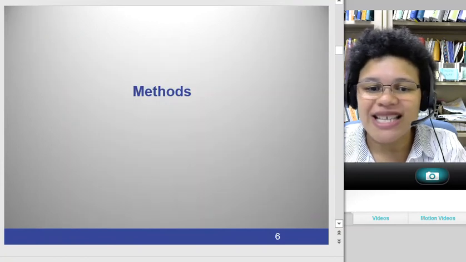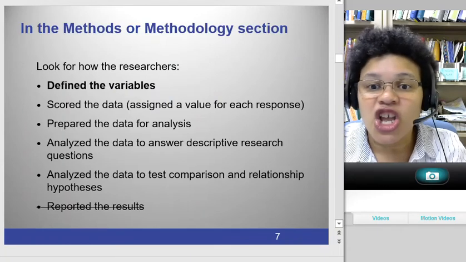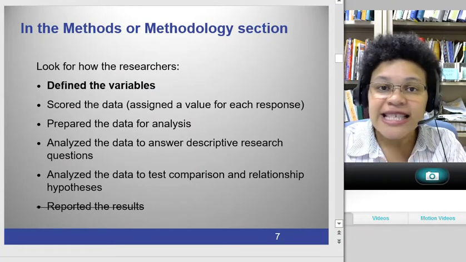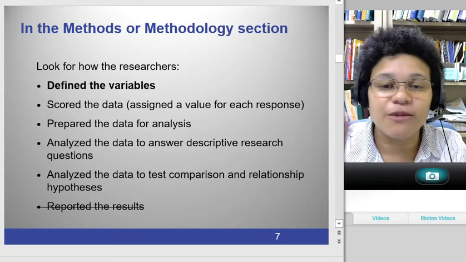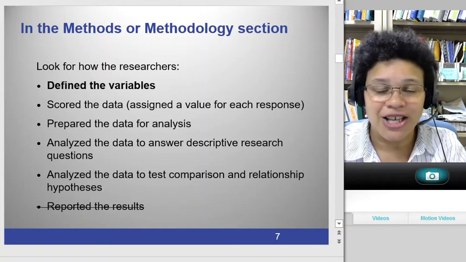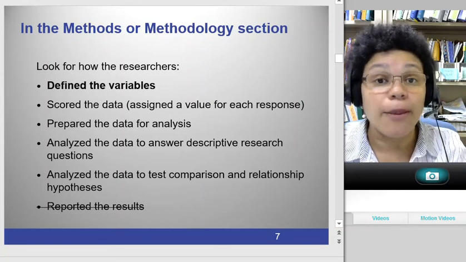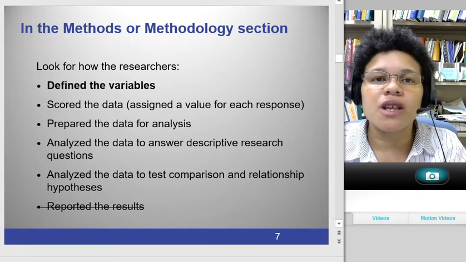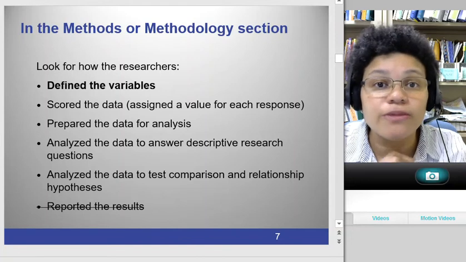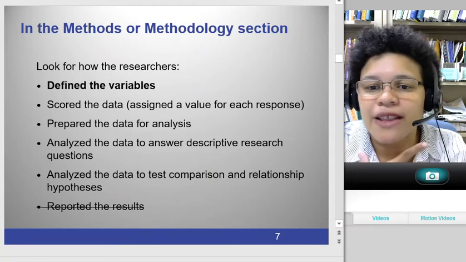Okay, so let's talk about what's in the methods section. In the methods or methodology section, you're going to look for how the researchers defined the variables. Now, in the list that's in your textbook, define the variables is not at the top. It is not bolded. I'm putting it at the top. I am bolding it. Okay, because often how researchers defined or operationalized the variables will relate to what you're going to think about in terms of the study's validity. So look at how researchers define the variables.